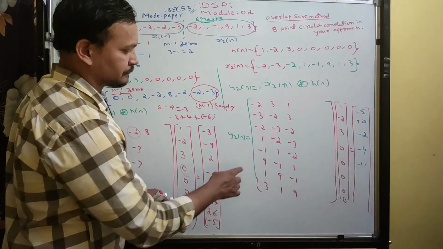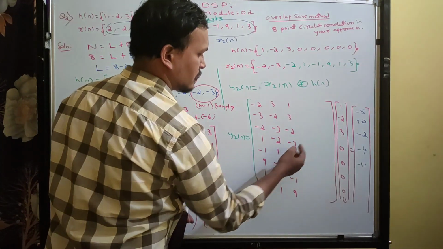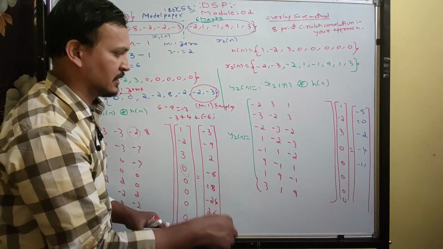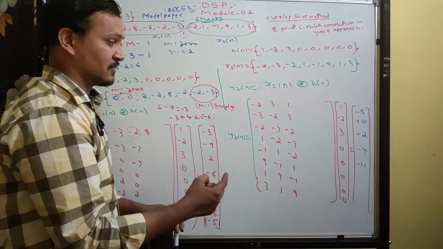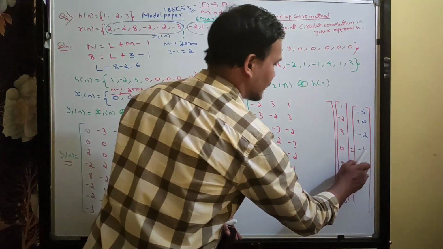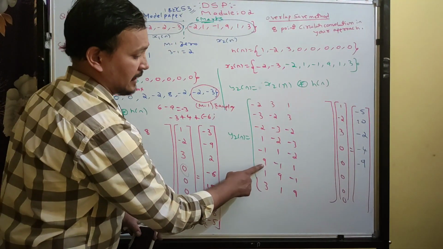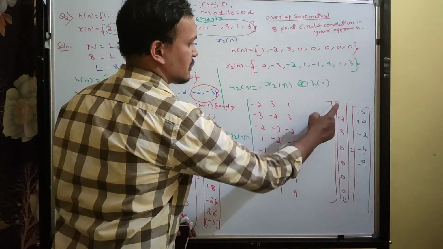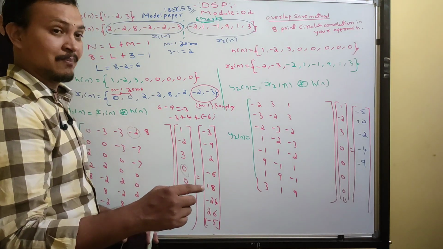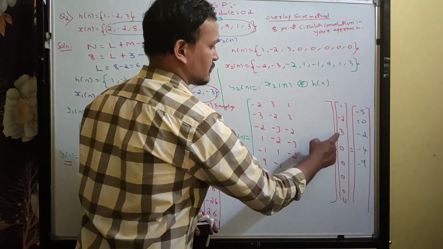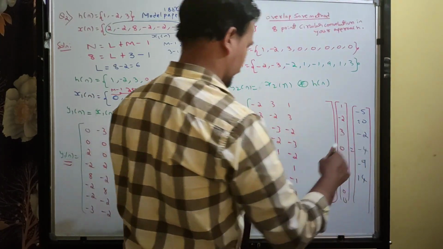We can do it once again. Minus 1 into 1, minus 1. 1 into minus 2, minus 2. Minus 2 minus 1, minus 3. Now minus 2 into 3, minus 6. Minus 6 minus 3, minus 9. Okay, minus 9. Next, 9 here. 9 into 1, 9. Minus 1 into minus 2, plus 2. 9 plus 2, 11. 1 into 3, 3. 11 plus 3, 14.